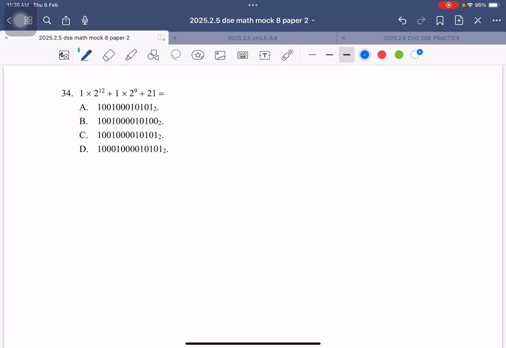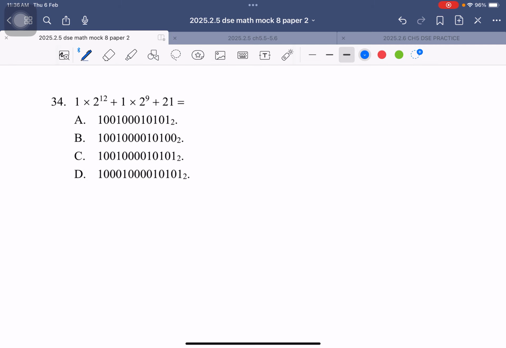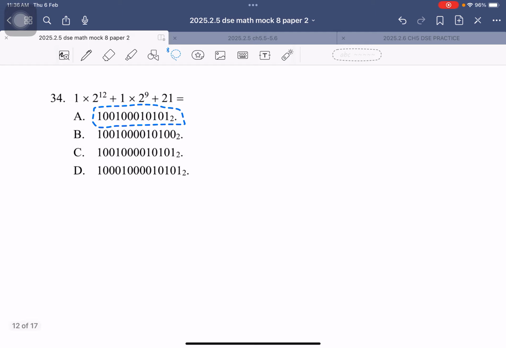Alright, so what's this question asking about? That's binary, the binary system, isn't it? So for the binary system, there's two ways. First of all, you need to understand: for example, if I take this number, what's the meaning of this number?